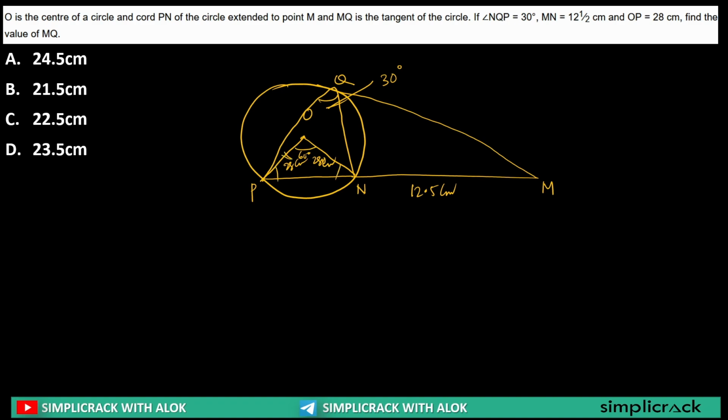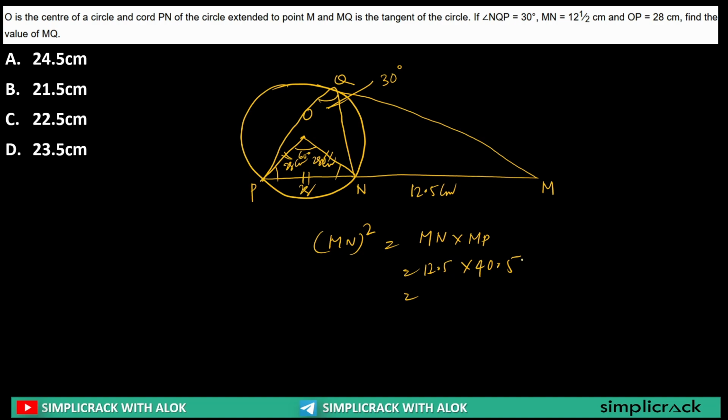That means this value is equal to this value is equal to this value, so it is 28. Yes sir, you are right. Now we know MN square is equal to MN into MP. Yes sir, you are right. MN is given 12.5, MP is equal to 28 plus 12.5, that is 40.5. Yes sir, it is 40.5.